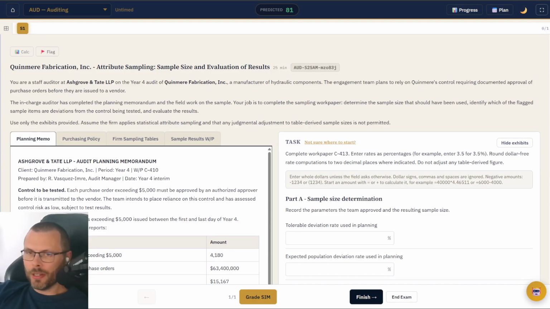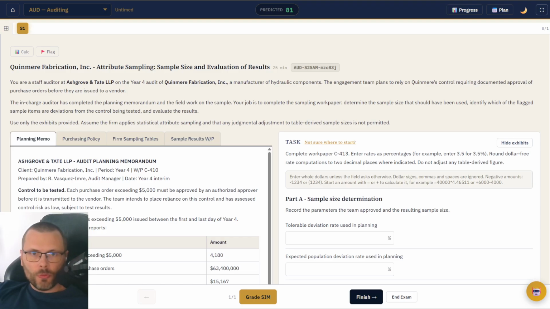Quidmere Fabrication issued 4,180 POs last year, over $5,000, and we are going to do some attribute sampling to determine if there were any deviations from their controls, or the controls in the policy that they've given us. So this is a real simulation from the test bank, live in the test bank right now for attribute sampling. So let's get started.